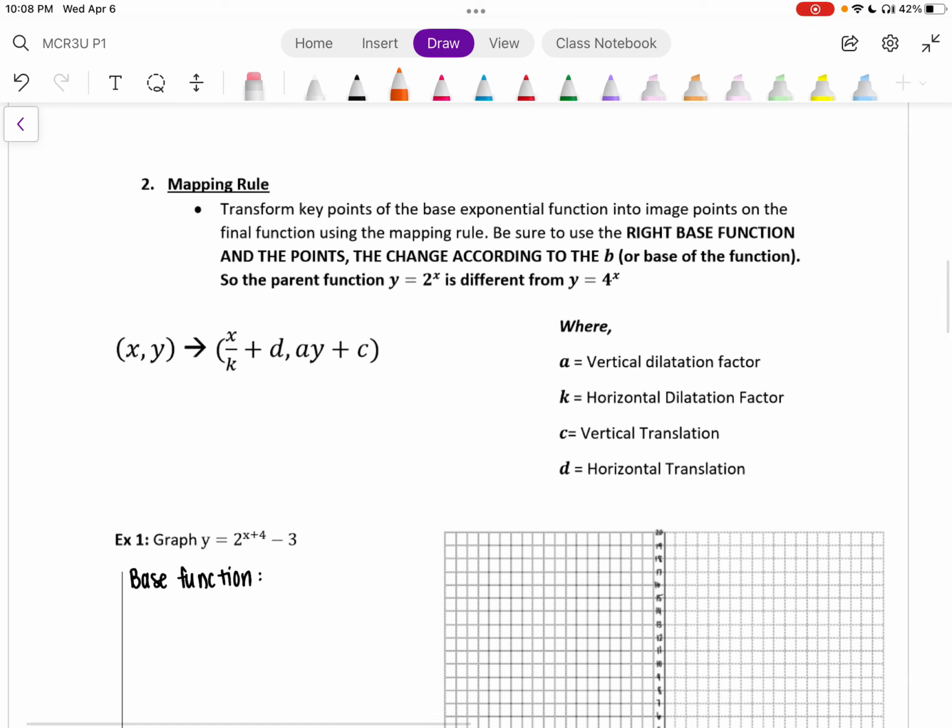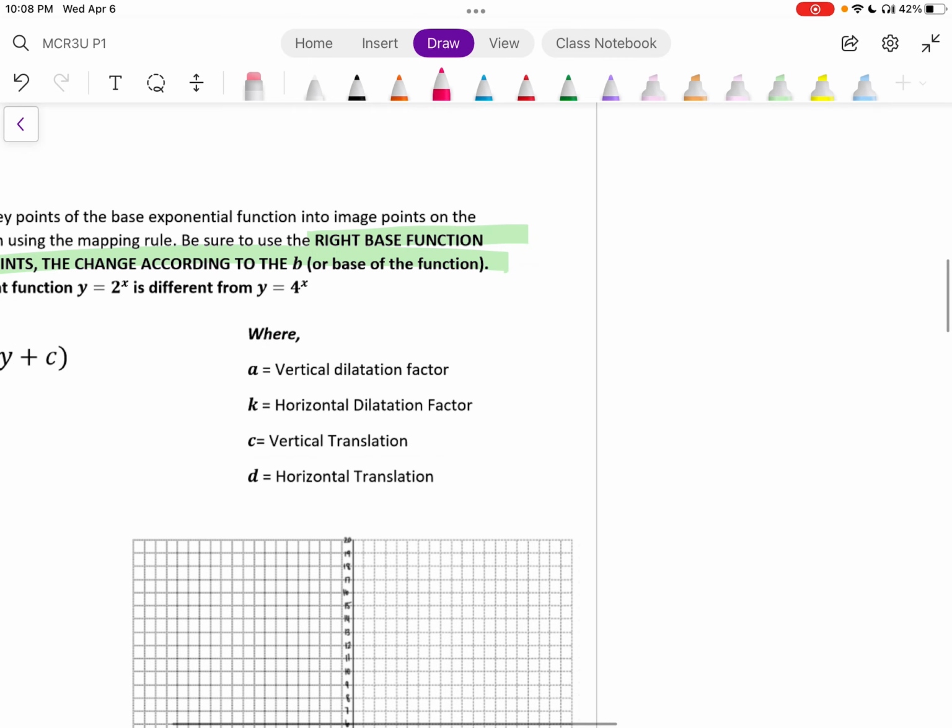I personally like to use mapping rules because I like to do it all in one go, right? So I'm going to transform any key points of the base exponential functions into the image points of the final function using the mapping rule, right? The one thing here is you need to be careful to use the right base functions and the right base points. So here, y equals 2 to the power of x is not the same thing as y equals 4 to the power of x, right?